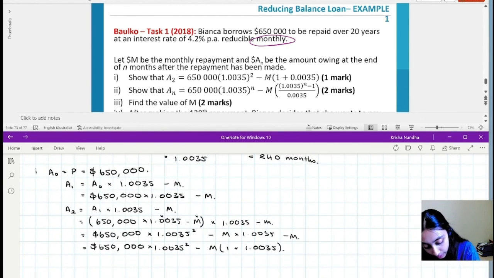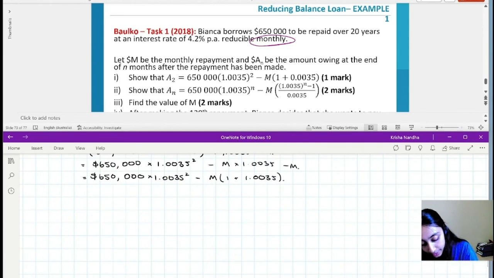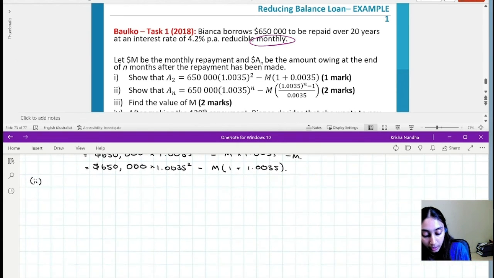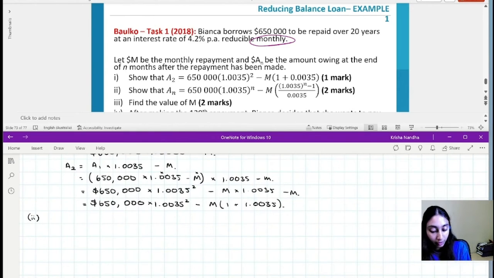So that's for I. Let's move on to II. II says show that A n is equal to 650,000 times 1.0035 to the power of n minus M times this weird looking bracket that says 1.0035 to the power of n minus 1, all on 0.0035. So the way that you could first approach this is by continuing this pattern a little bit more. Let's go to A3 and see what happens. Can we start to see a little bit more of a pattern forming?